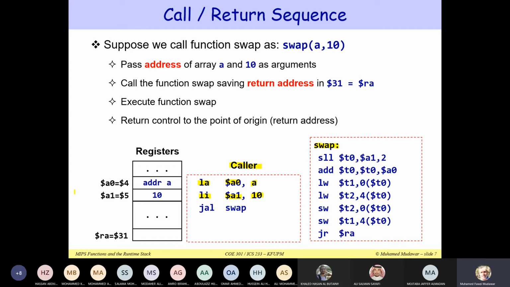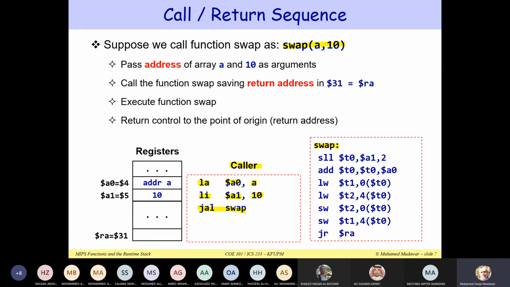So suppose I would like to call the function swap, and I would like to pass here 2 parameters. A is the address of the array, and 10 is the index. So the caller has to pass these arguments, these actual parameters, in these 2 registers, A0 and A1. Now, after it has passed the arguments, then it can make the call to the function swap.